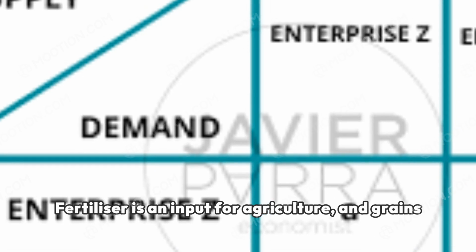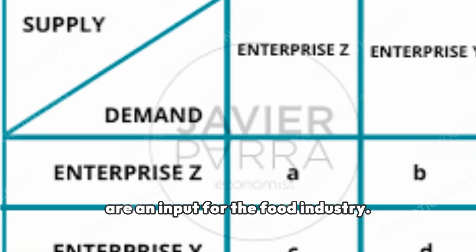Inputs of one sector serve as outputs of another, leading to a balance between supply and demand in the entire economy. Fertilizer is an input for agriculture, and grains are an input for the food industry. This reciprocal relationship continues, with processed inputs becoming outputs that turn into inputs for another sector. This circular flow ensures the seamless operation of economic activities.